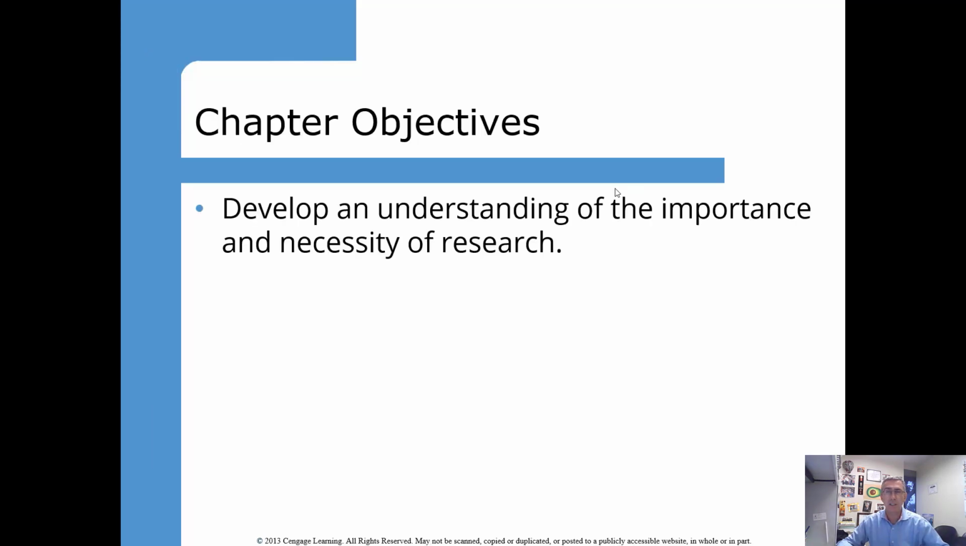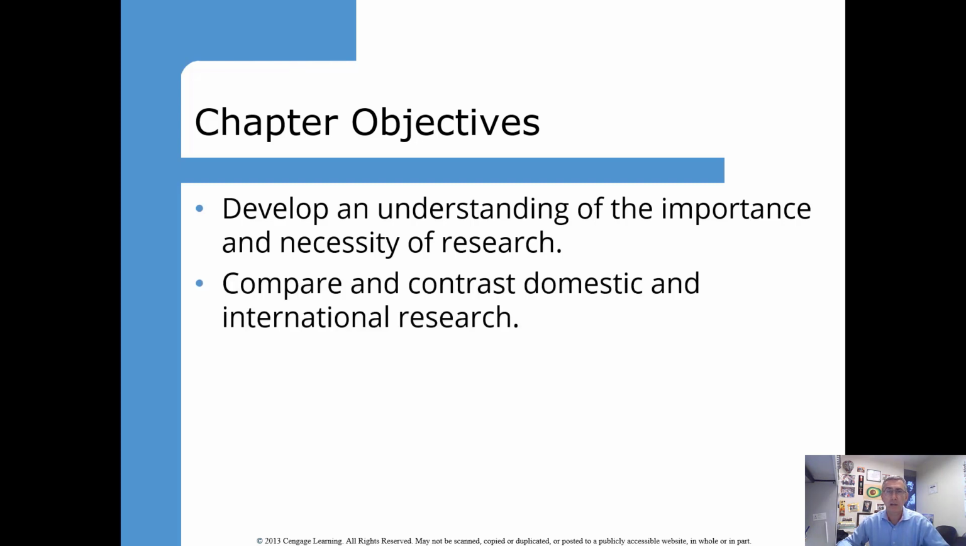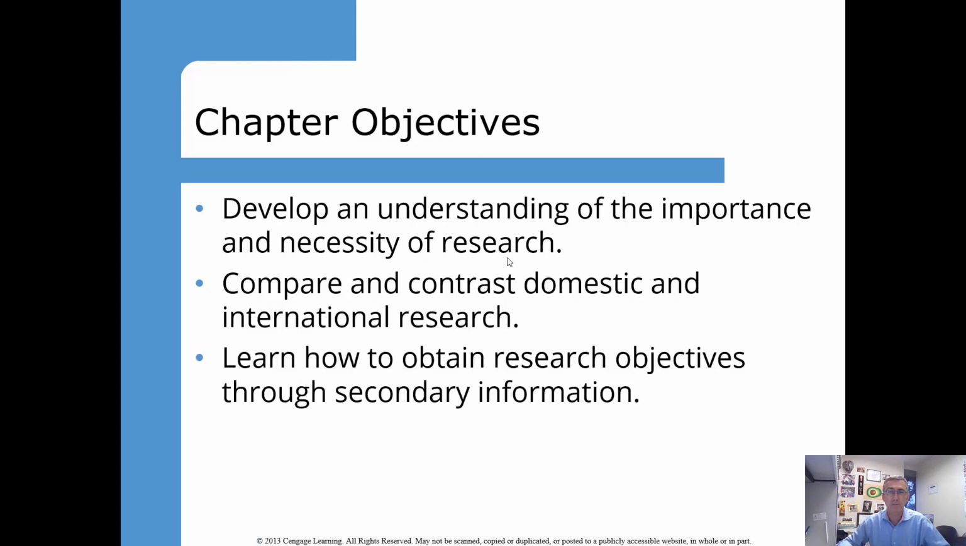Here are the objectives for this chapter. We're looking at developing an understanding of the importance and necessity of research itself. We're going to compare and contrast domestic and international research. A lot of businesses here sometimes just wing it, and they think if it's good enough for us, it'll be good enough somewhere else, and of course that backfires. We're going to learn how to obtain research objectives through secondary information.